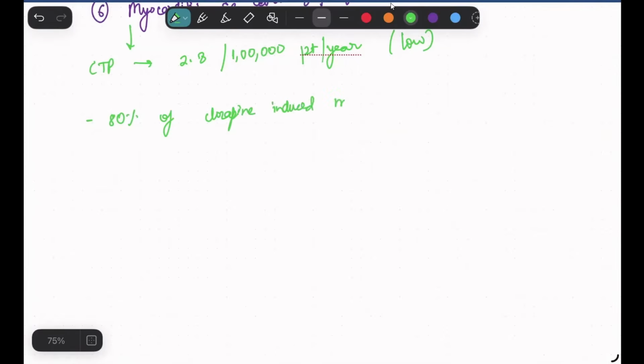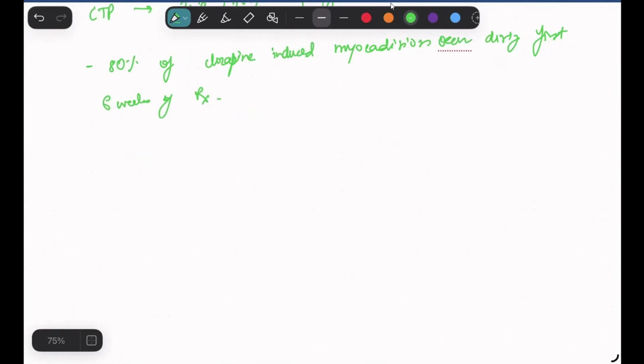A very important thing to remember is that 80% of clozapine-induced myocarditis occurs during the first 6 weeks of treatment. Clear? What is the mortality due to myocarditis? This is very important. Mortality is around 40%. So if the mortality is reaching around 40%, it is very important that we detect it early and treat it.